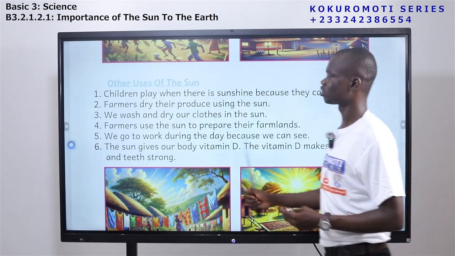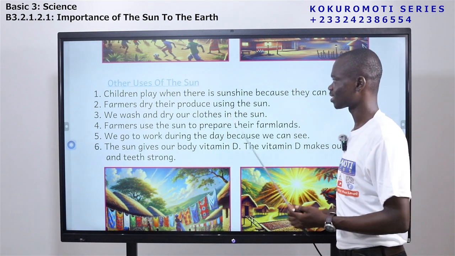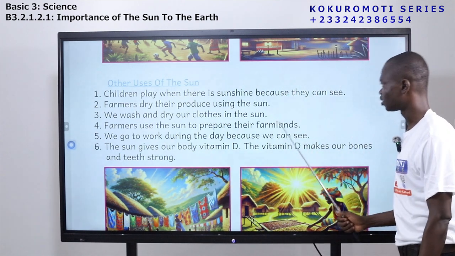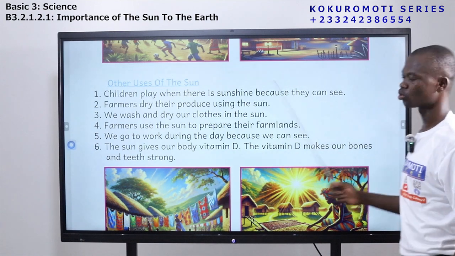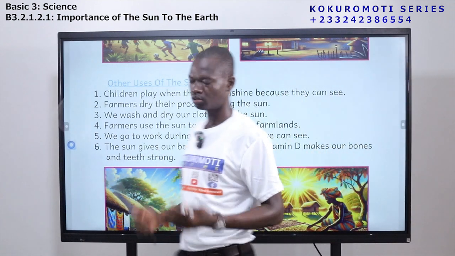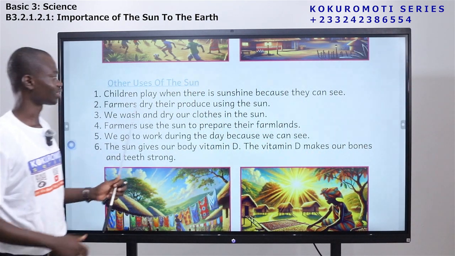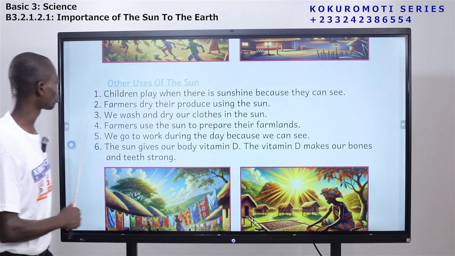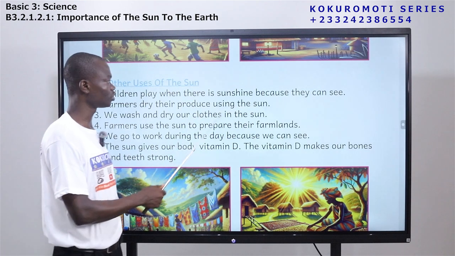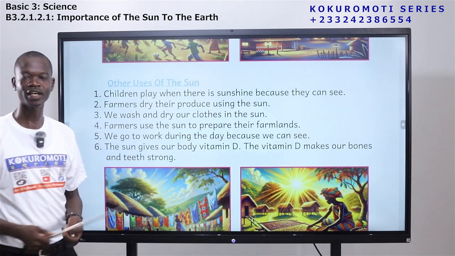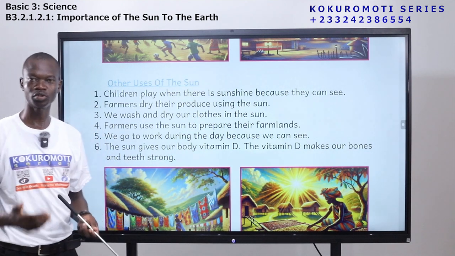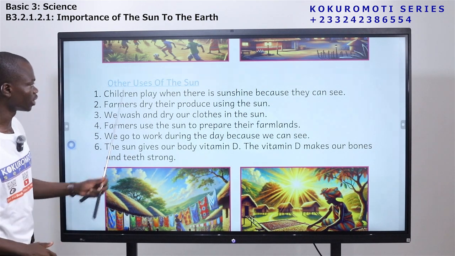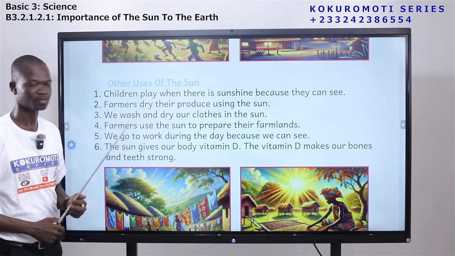The sun. Other uses of the sun, or other importance of what? The sun. Okay, so number one, children play when there is sunshine because they can see. So one importance or one use of the sun is that when the sun is shining, children can play because they can see. The next one is that farmers dry their produce using the sun. So if you're a farmer and you want to dry your produce, it is the sun that you need to do that, and farmers get these benefits from the sun.